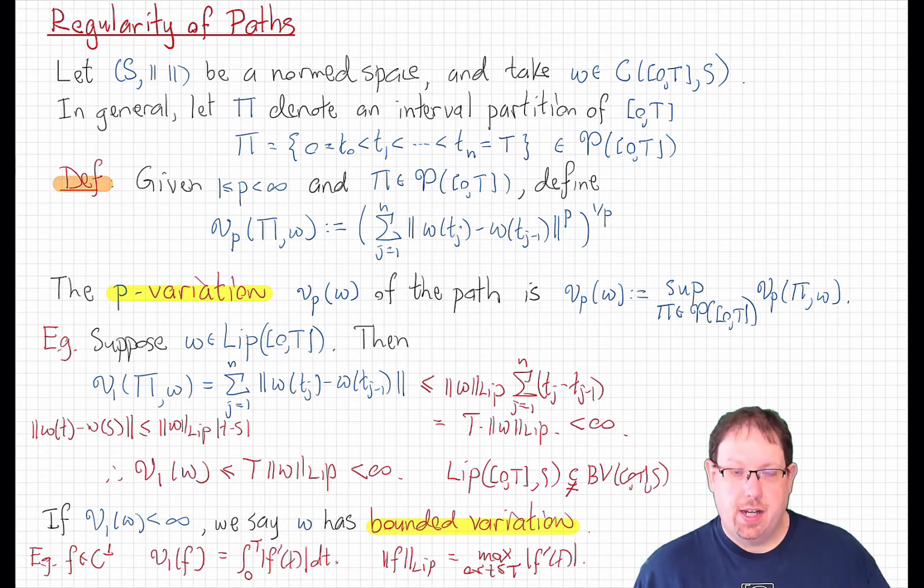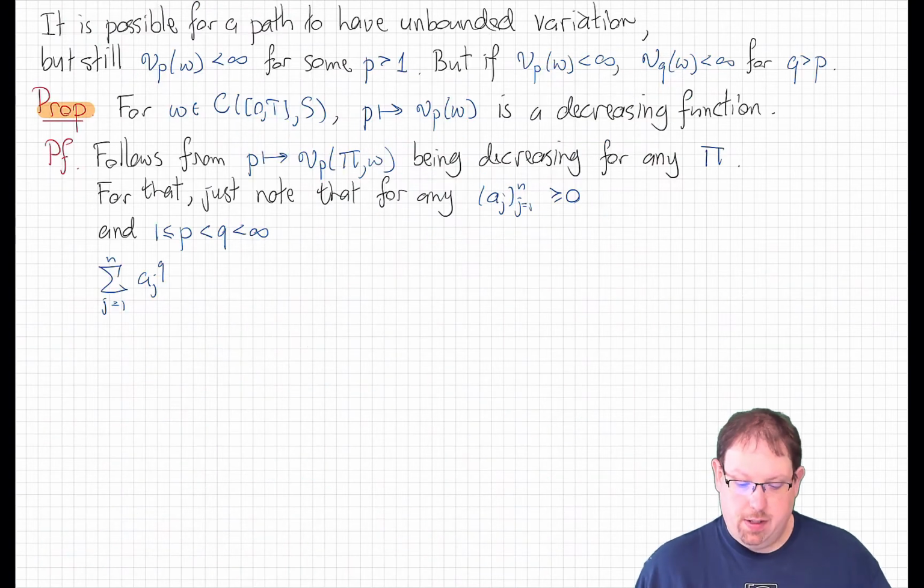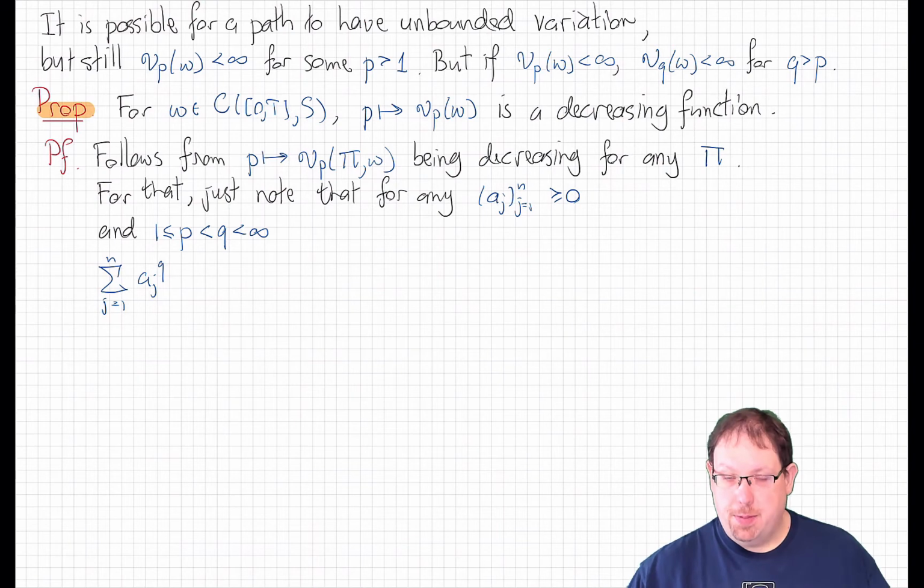Now, what about variations with p greater than 1? Well, in fact, it is perfectly possible for a path to have unbounded variation, for v1 to be infinite, but to have finite p variation for some larger p's. One thing that is true, though, is that if you ever get a finite variation at order p, then you'll have finite variation for all q bigger than p as well.